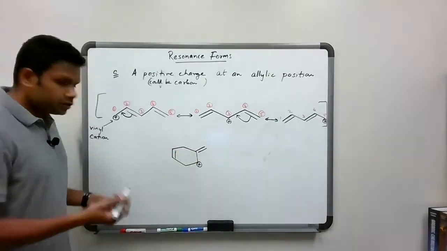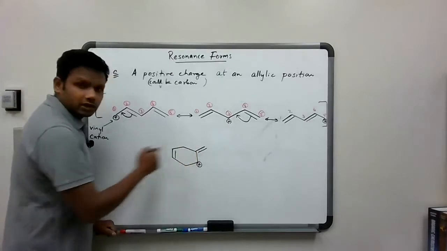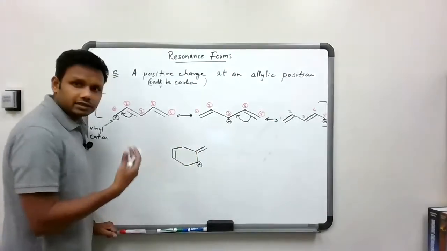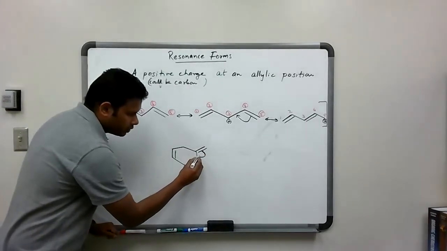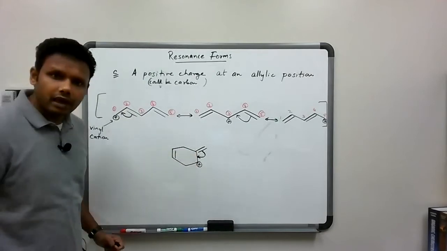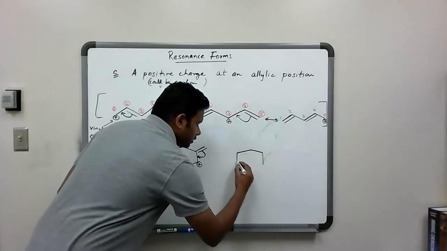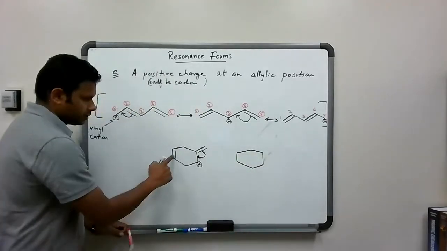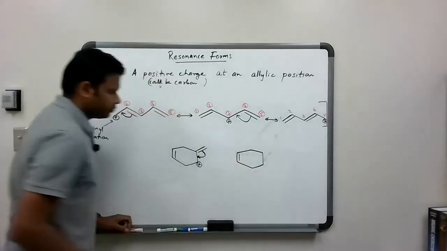So it is not allylic with respect to this double bond, but it is allylic with respect to the other double bond. So in a scenario like this, when you have a positive charge in an allylic position, we can take that pi bond and move it to the space between the vinylic carbon and the allylic carbon. And this would give us a new resonance form where this double bond stays, doesn't go anywhere.